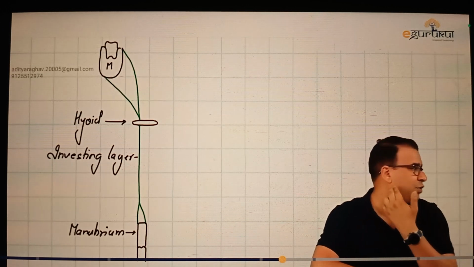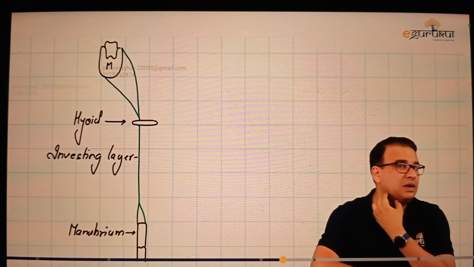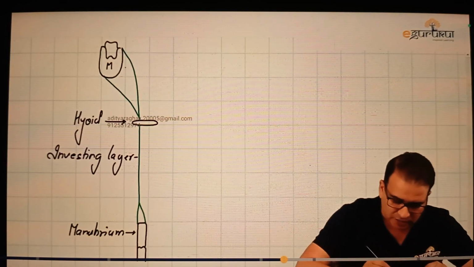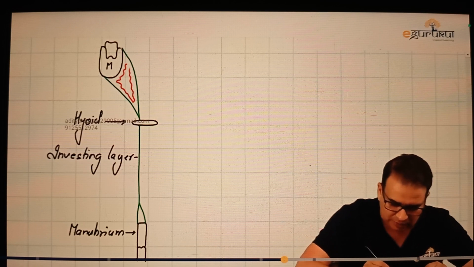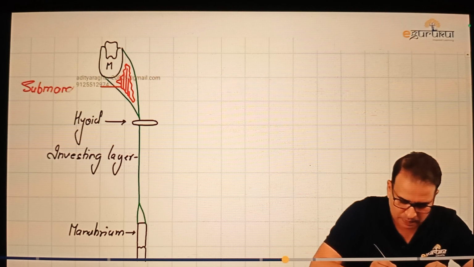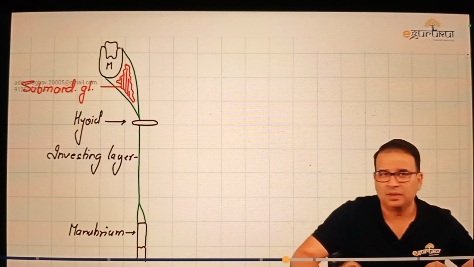Now, think about it, guys. If I turn my head to the side and if you look at between the mandible and hyoid bone, what is the gland here? The submandibular gland. What is the gland above here? The parotid gland. So, we're not showing the parotid region that is higher, but at least submandibular gland can be appreciated. So, we have a submandibular gland which is enclosed in between. That's the submandibular gland enclosed in the investing layer.